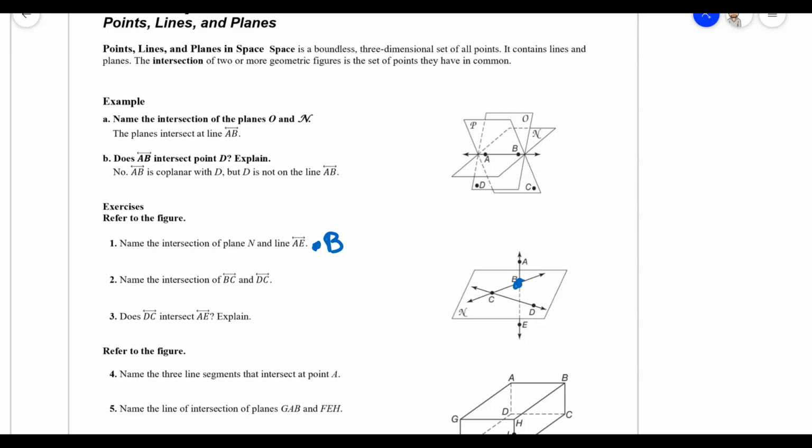Name the intersection of BC and DC. Okay, so this is a little bit easier. BC and DC, where do they intersect? They're going to intersect at point C.